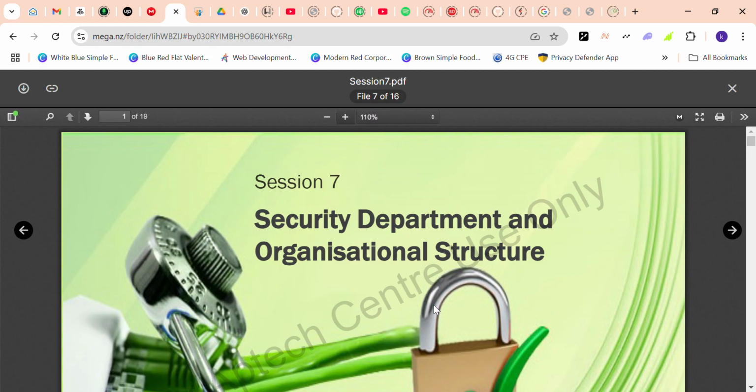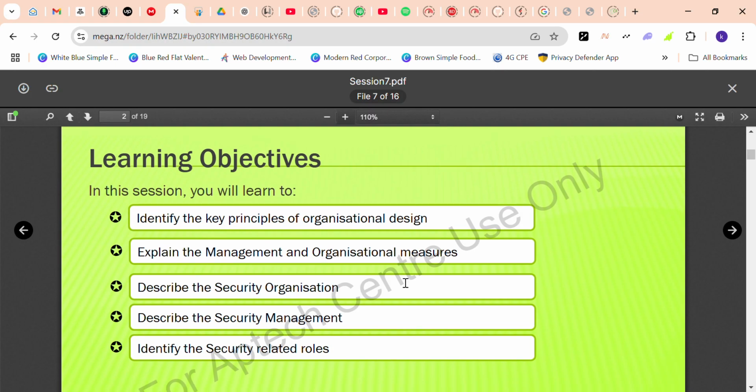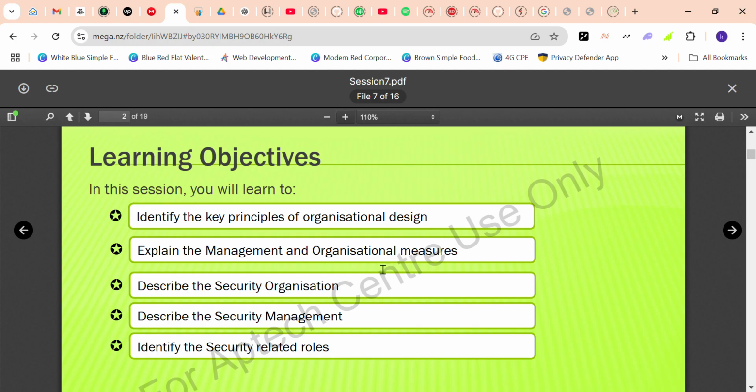This is what we'll be talking about this morning, and these are the subsections, the learning objectives, which are to identify the key principles of organizational design, to explain the management and organization measures, describe the security organization, describe the security management, and also to identify the security-related roles. These are the objectives of this section, which is section 7.